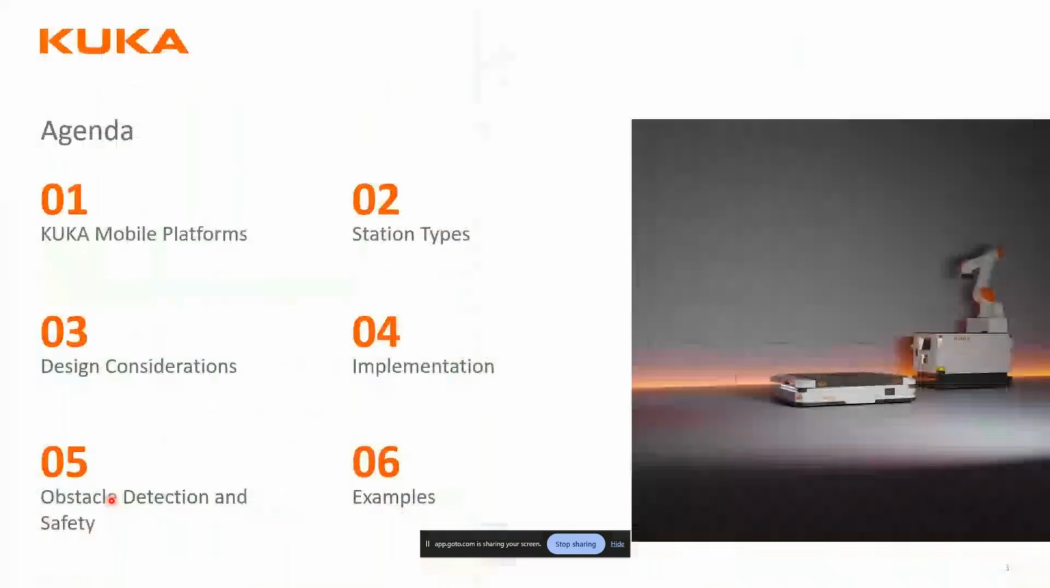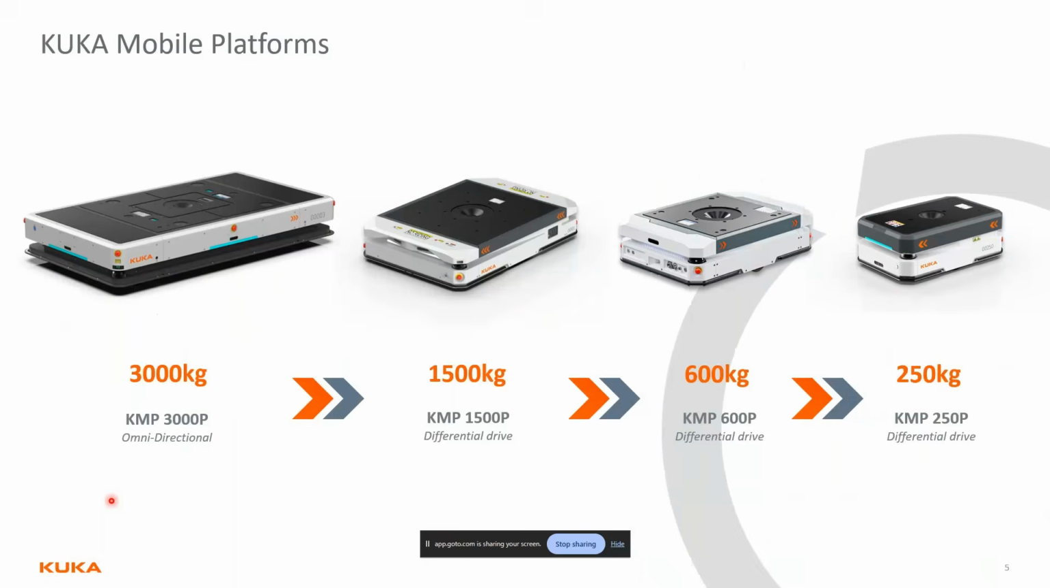Before we start, I'm going to show you KUKA mobile platforms, what they look like, dimensions, and so on. We'll talk about the different station types, and we'll also go into some design considerations. We'll implement a rack, and we'll configure obstacle detection and safety, and then we'll go over some examples, like I said. So KUKA mobile platforms, we have different platforms.